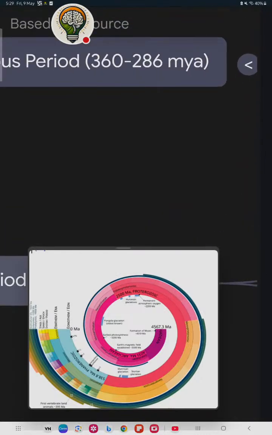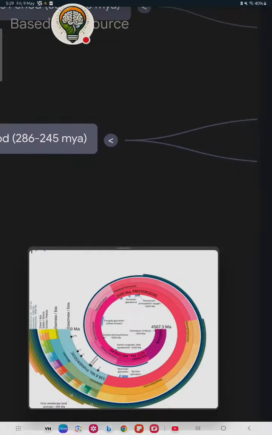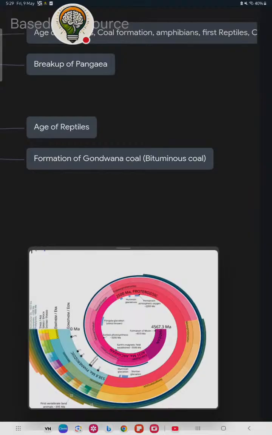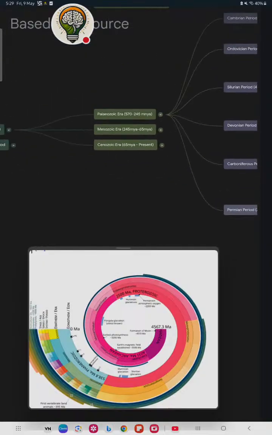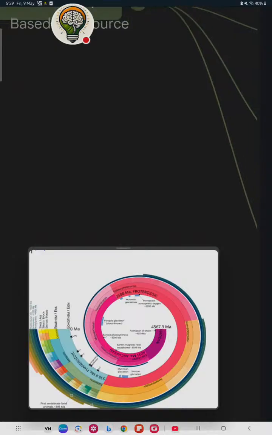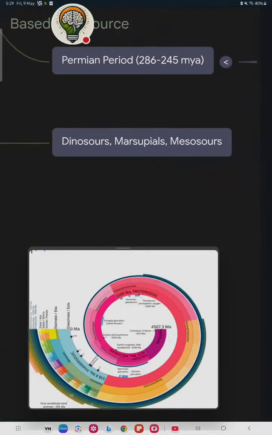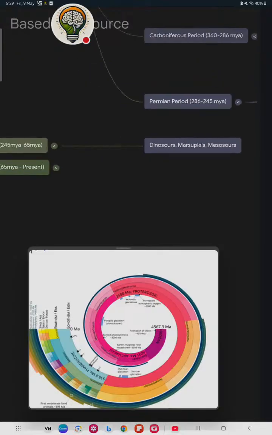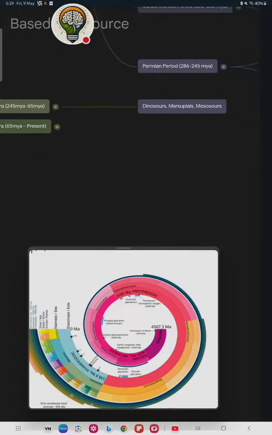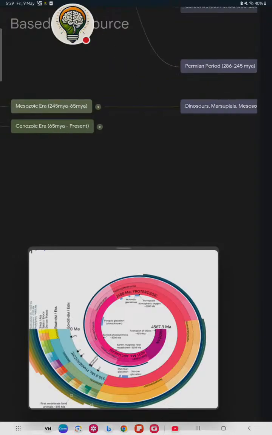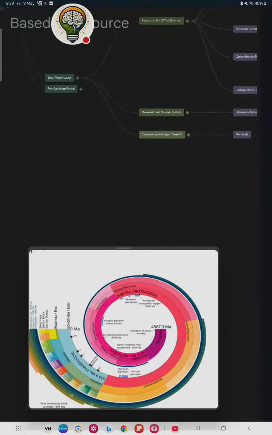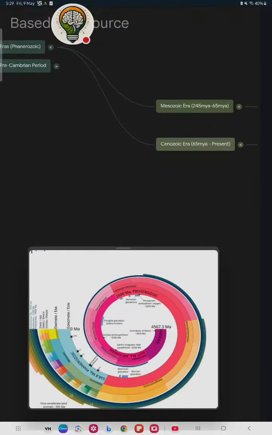Then the Permian, 286 to 245, the age of reptiles, and formation of Gondwana coal and bituminous coal. Then the Mesozoic era, where dinosaurs, marsupials and mesosaurs are the main animals. Then the Cenozoic, where mammals are mainly found.